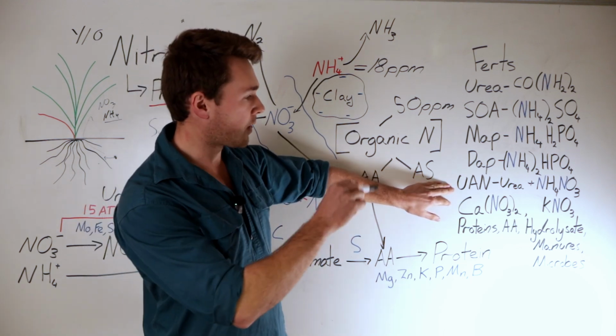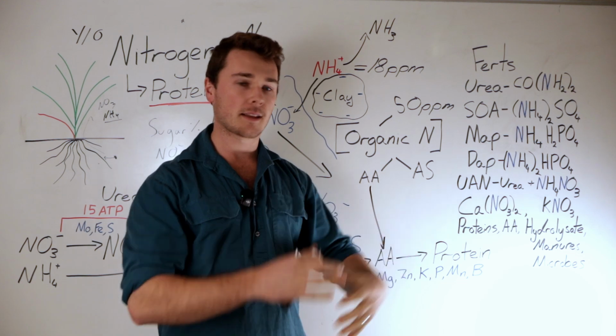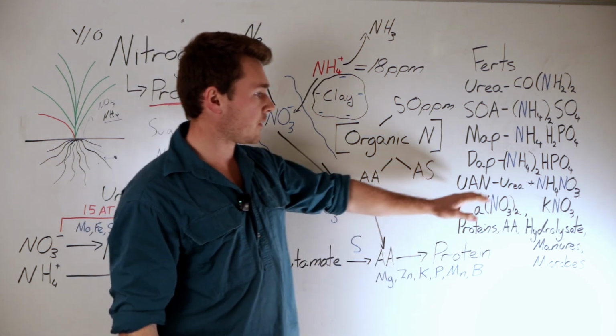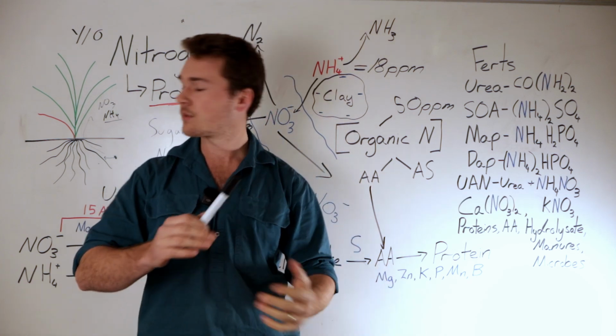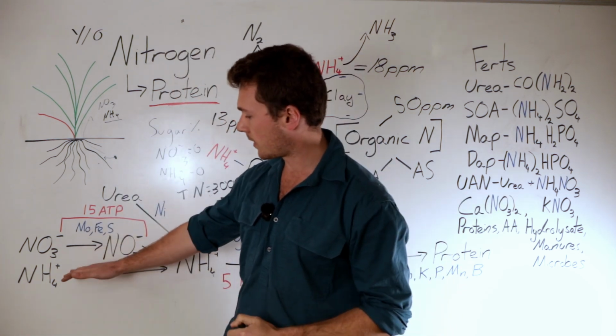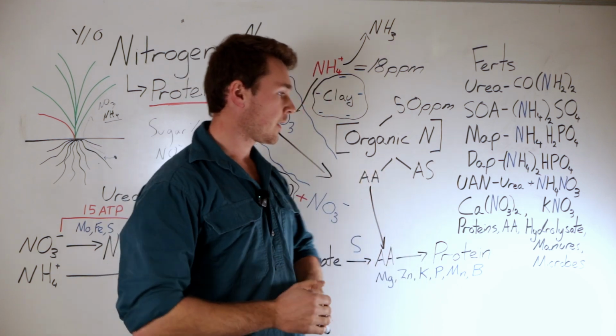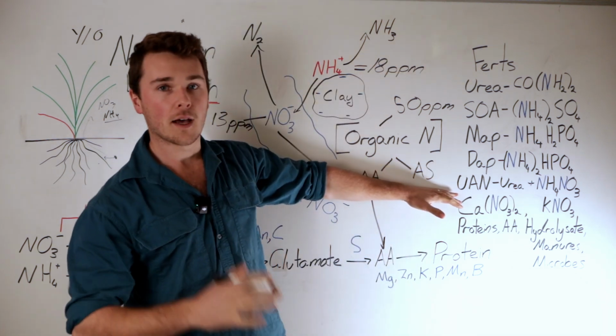Next we have urea ammonium nitrate. So that's basically all of it together. It comes in a liquid form. You can foliar apply that as well. We get a bit of everything. So when we talked about wanting a little bit of everything, it's not a bad way of doing that. So really there are a lot of our forms of ammonium.